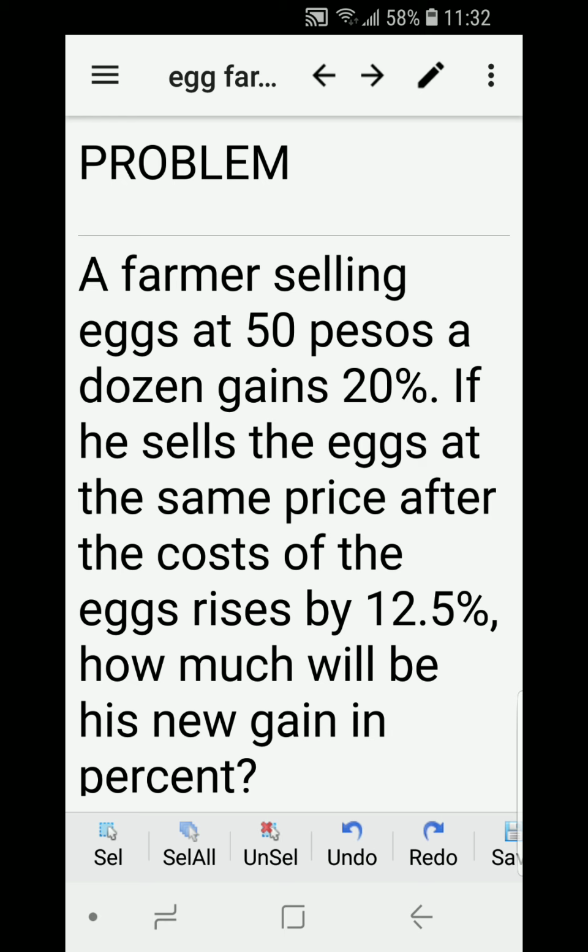A farmer selling eggs at 50 pesos a dozen gains 20% if he sells the eggs at the same price after the cost of the egg rises by 12.5%. How much will be the new gain in percent?